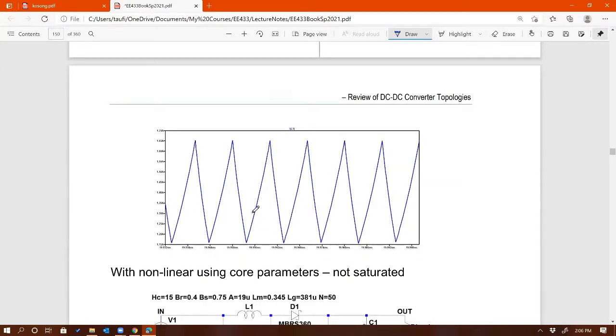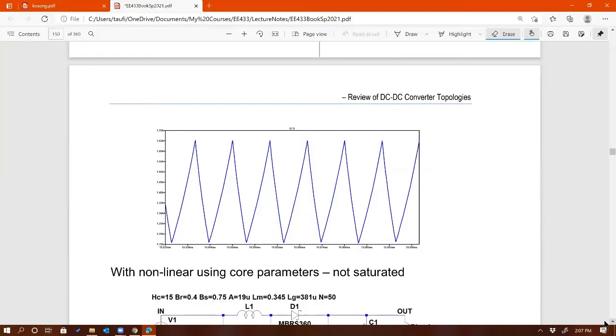It looks a little bit distorted around here. It's not quite a triangle, but maybe you could see a little bit there. It's kind of curvy right there. So that means it is not a linear model anymore, right? It's not a perfect triangular waveform anymore, right?